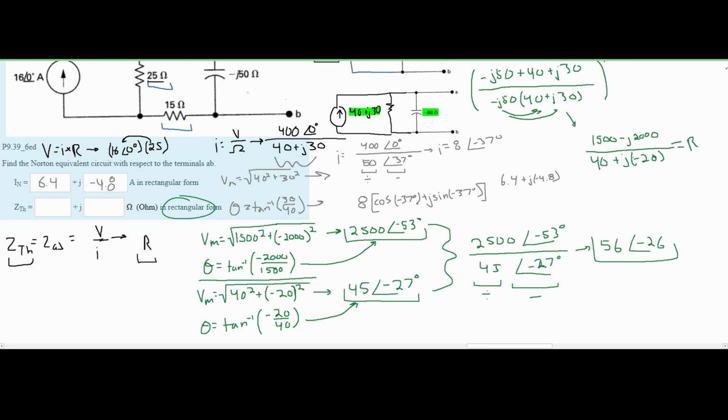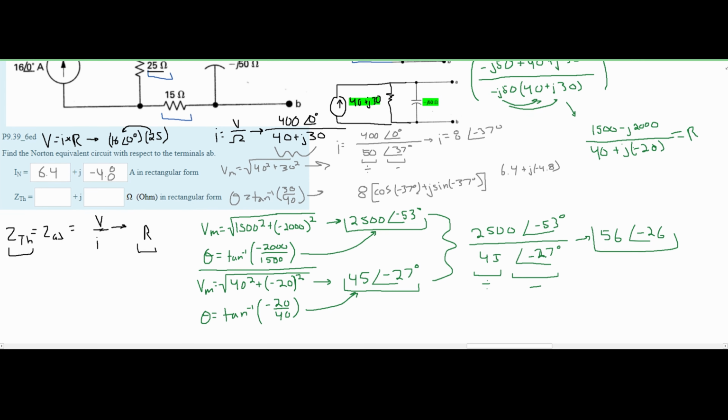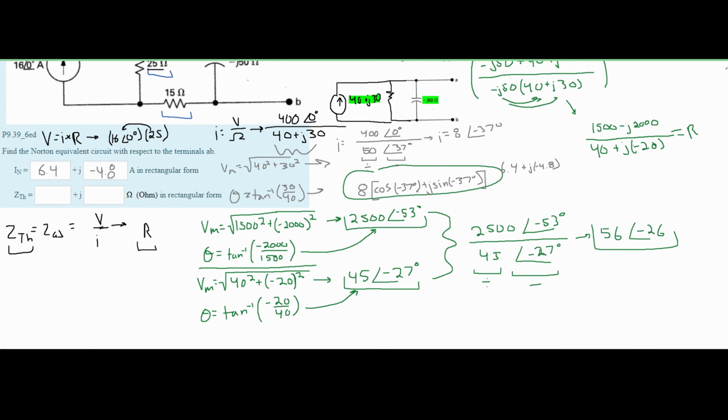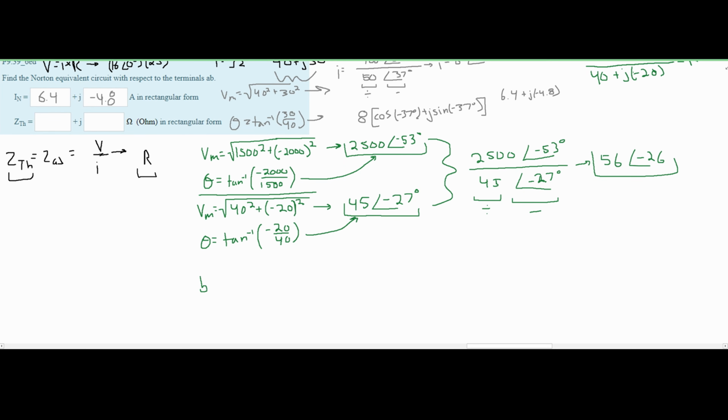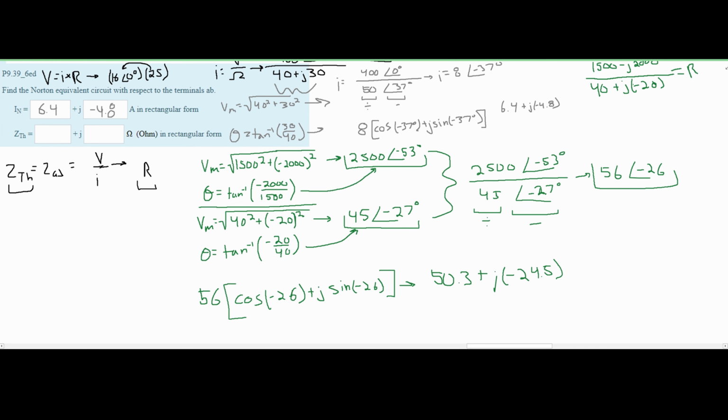However, we need to convert it into our rectangular form. To do this, we are going to do the same thing that we did earlier right here. We are going to have our number out front, which is 56, and then we have the cosine of our angle, which we know to be negative 26, plus the j times the sine of our angle, and then we can just plug this all into a calculator. This is going to give us approximately 50.3 plus j with a negative 24.5. We can write this into our question as 50.3 and then a negative 25.